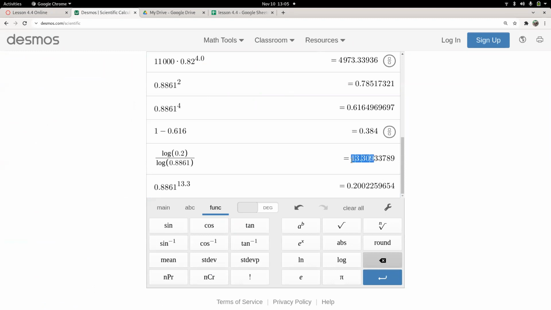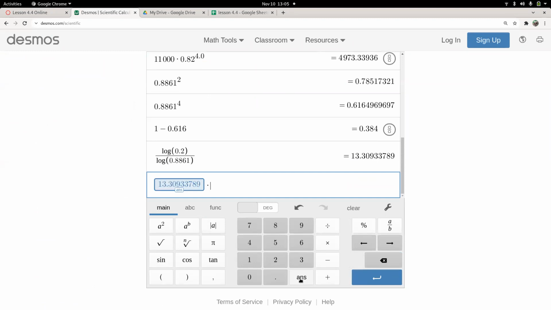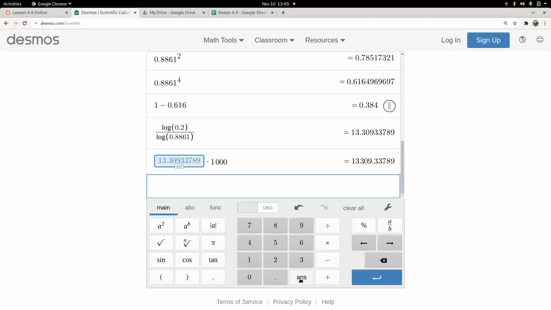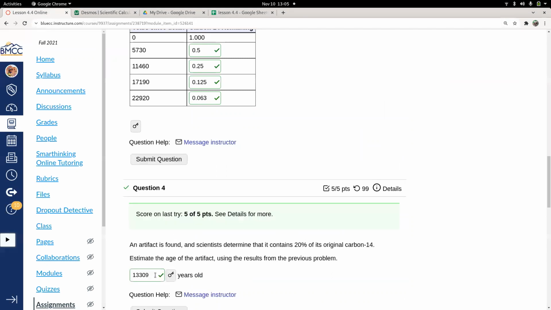And if I'm careful about this, if I multiply that by 1,000, let's do that. Let's get rid of this line. Take that line above. There's a previous answer here. There it is. Take that times 1,000, right, then I get like 13,309 years roughly. Estimate the age of the artifact using the previous problem. 13,309. Yippee.